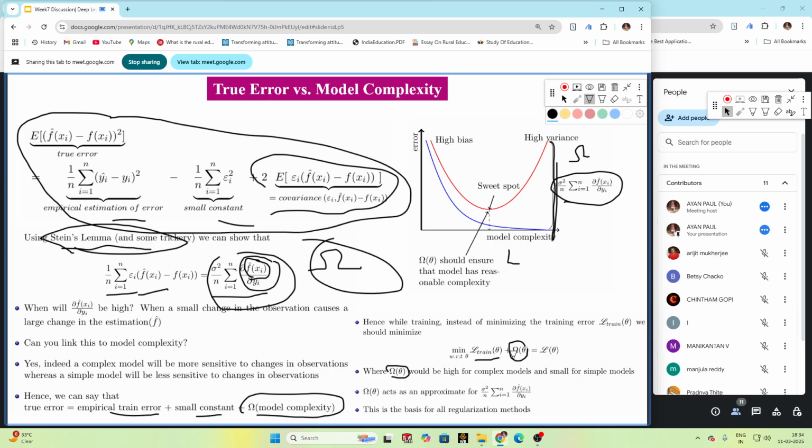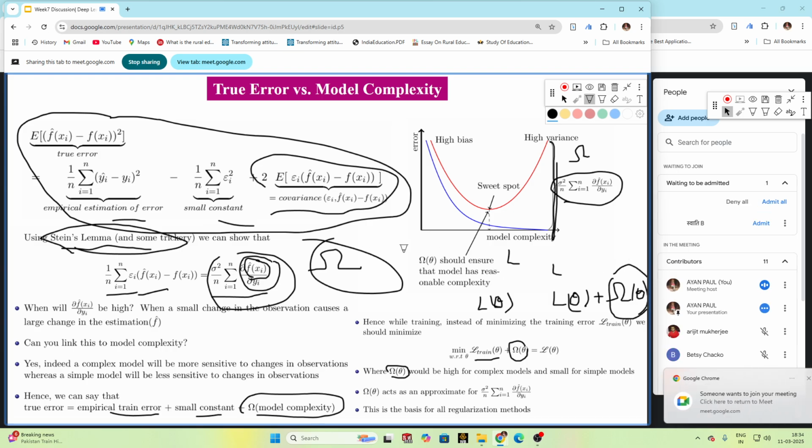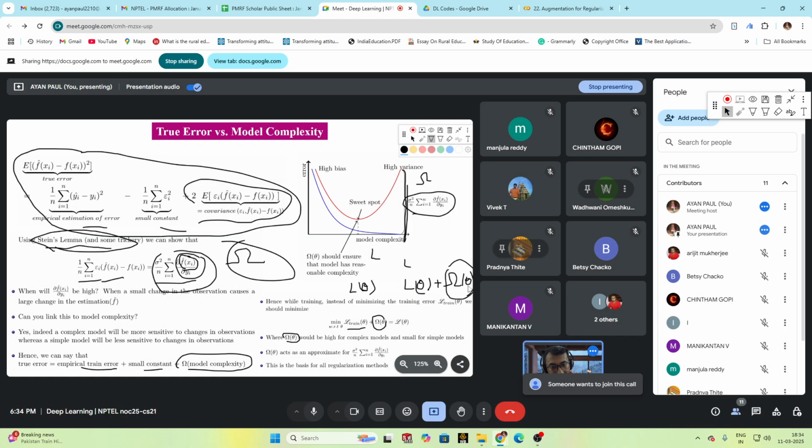As you will recall, we introduced this complexity term in the last lecture also, in terms of this sigma. Earlier our loss was L theta. Now our loss is L theta plus sigma of theta. This sigma of theta always comes from your complexity factor. So this is the theory behind it.